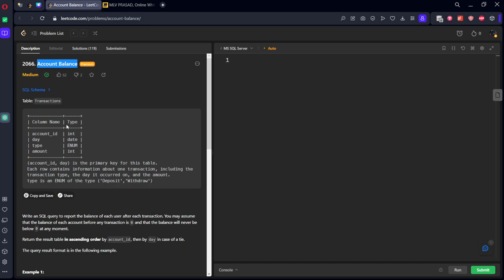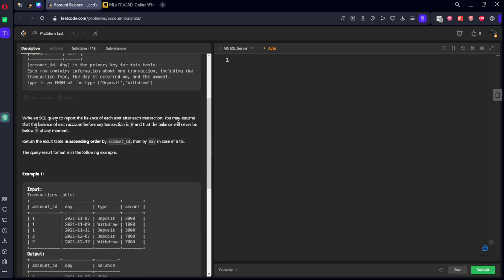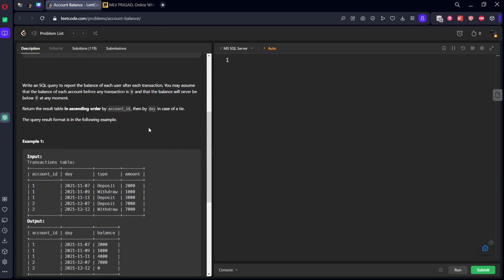They have given a Transactions table which consists of account ID, type, and date. Write an SQL query to report the balance of each user after each transaction. You may assume that the balance of each account before any transaction is zero, and the balance will never be below zero at any moment. Return the table in ascending order by account ID and day.